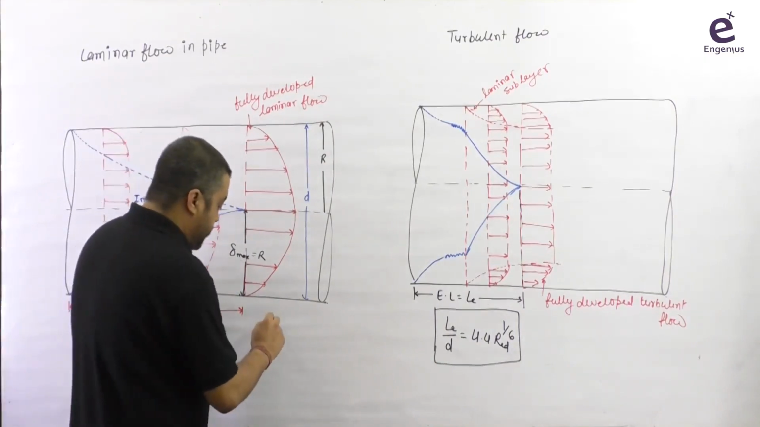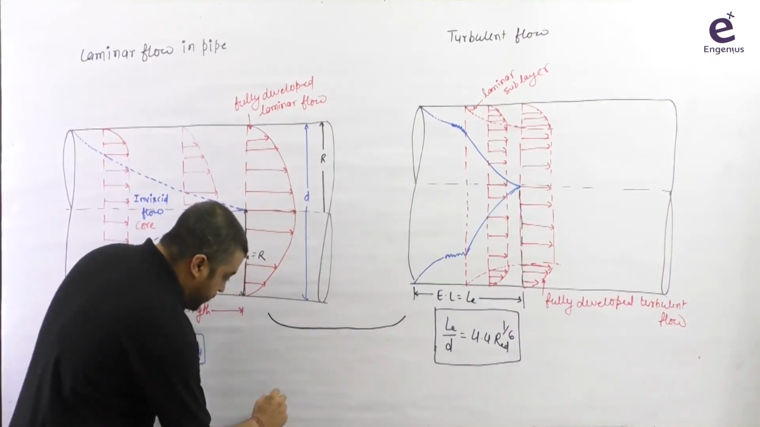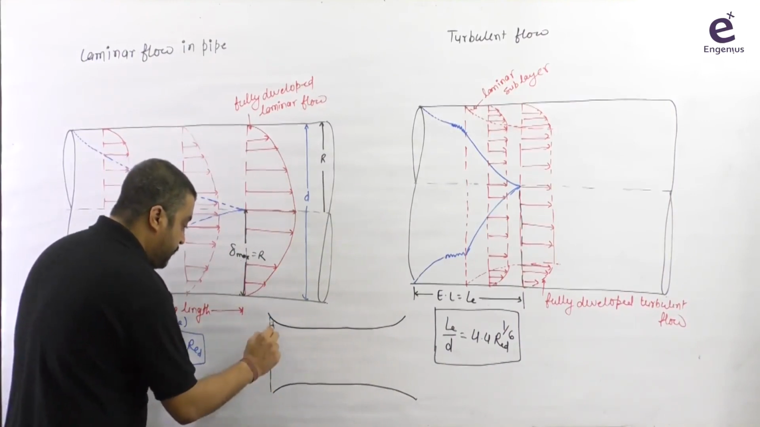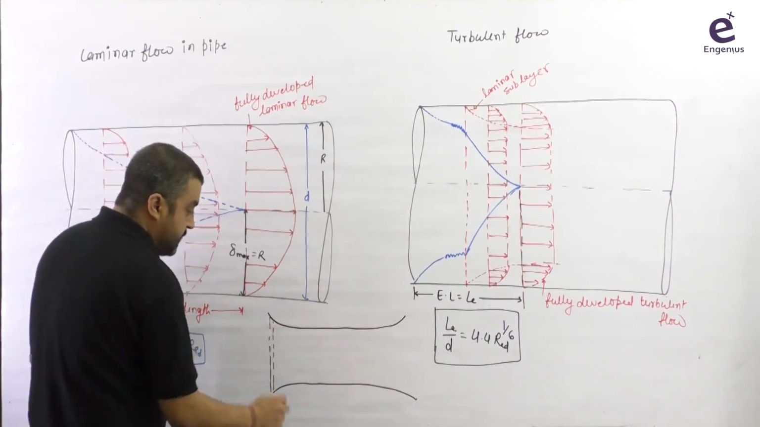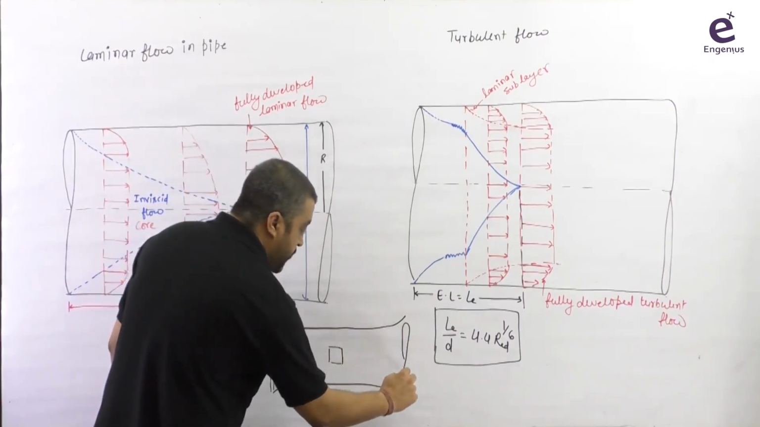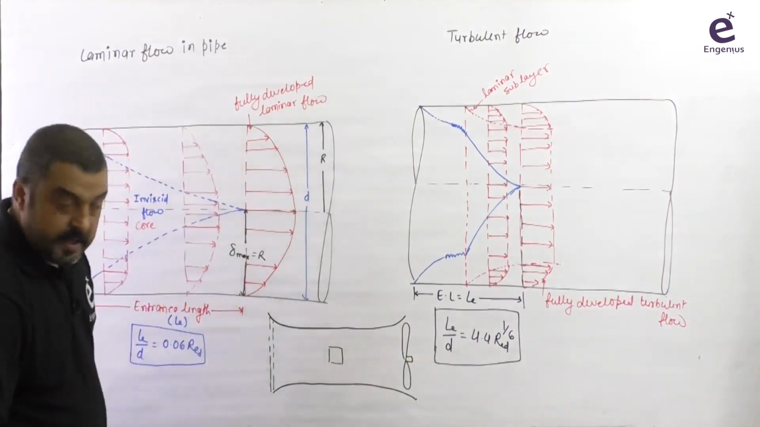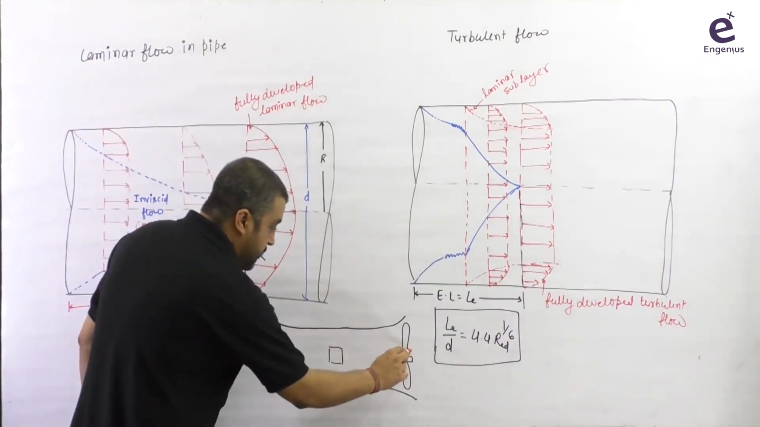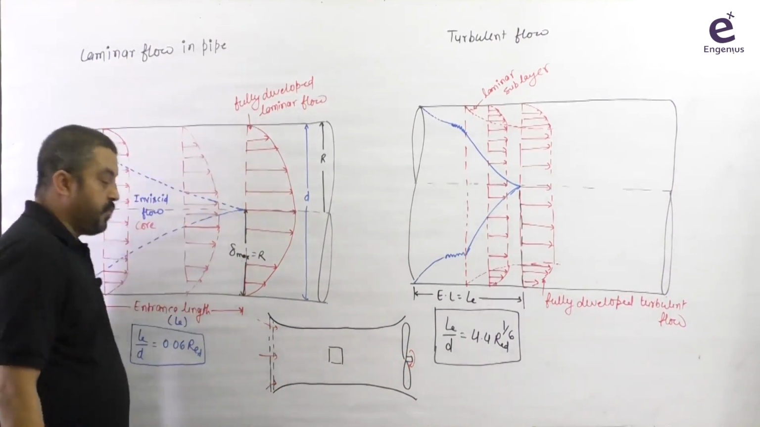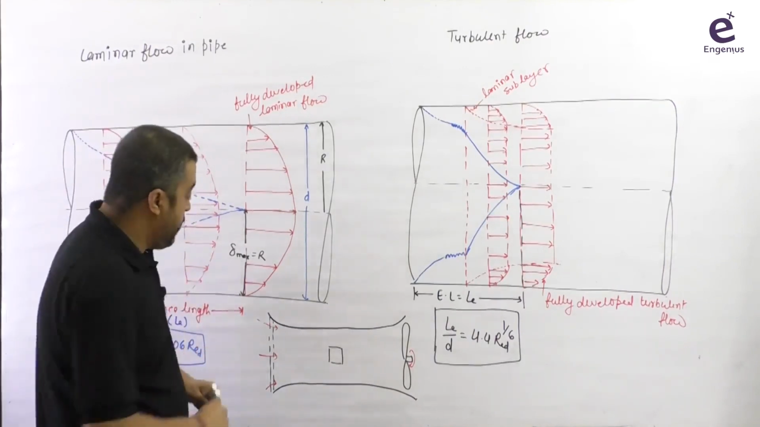Let's suppose this is our wind tunnel, and there are screens for purifying the air here. Let's suppose here is our model, and here is the fan we are using. When the fan runs, the air enters like this. Obviously, when the air hits this boundary or solid surface, there is a development of boundary layer.